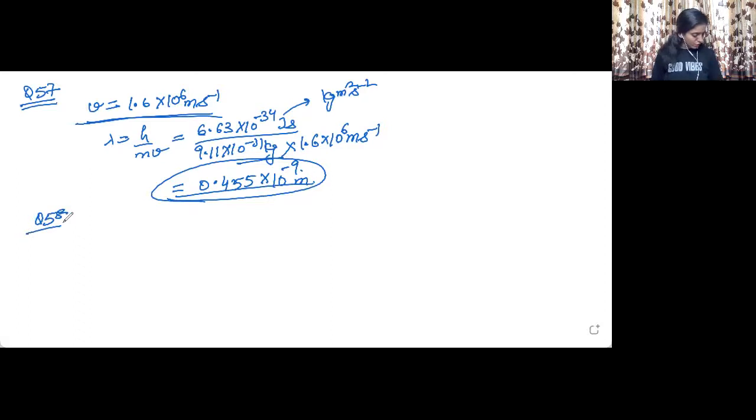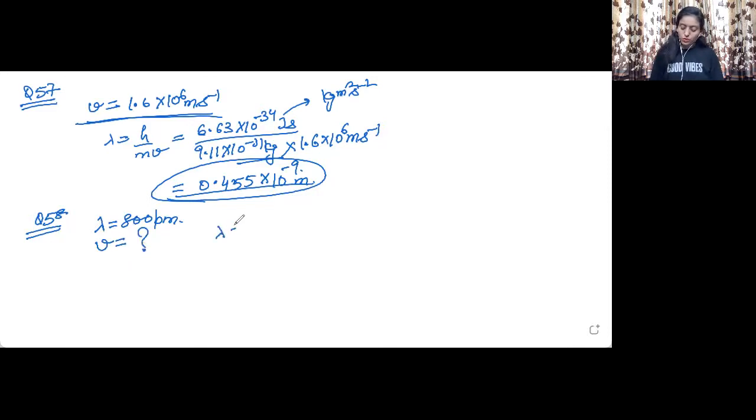Let's see what is the statement for question number 58. Similar to electron diffraction, neutron diffraction microscope is also used for the determination of structure of molecules. If the wavelength used here is 800 picometer, calculate the characteristic velocity associated with the neutron. We need to find out the velocity associated with the neutron.